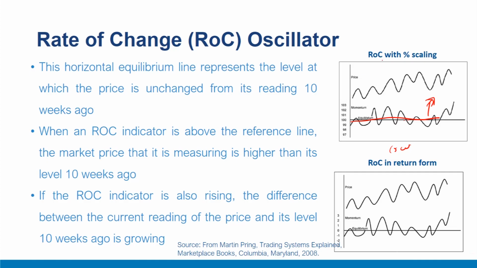Please also note that ROC can be presented in two forms: with percentage scaling, that means current price P_t upon price 10 weeks before, or in log form, which is ln of P_t upon P_(t-10). The bottom one is in the log form, the upper one is in the scaling form. Also, if the ROC indicator is rising like this, then the difference between the current reading of price P_t and its 10-week-ago level is also growing. So P_t is moving ahead as compared to its 10-week-before level.